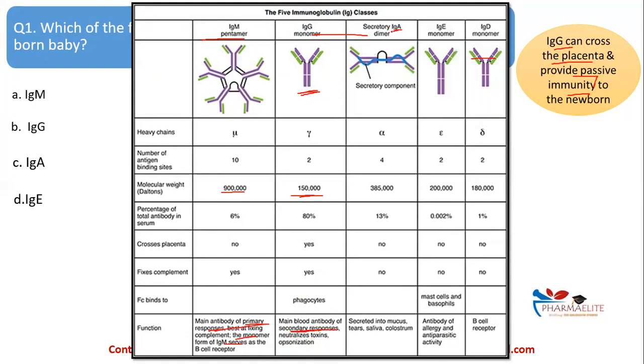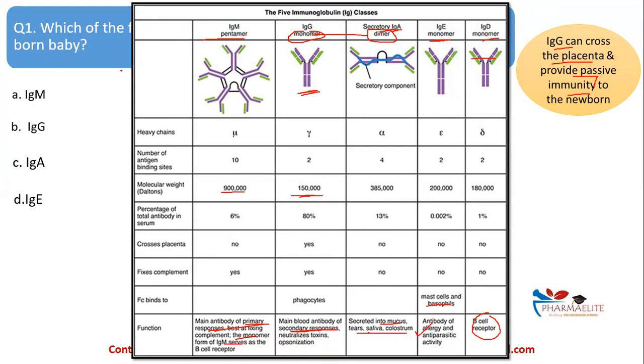Then IgA here is again a dimer. IgG is a monomer and IgA is a dimer. It is a secretory antibody which is secreted into the mucus, tears, saliva and colostrum. So it is a secretory antibody. And IgE is again a monomer and it binds to the mast cells and basophils. That is mainly involved in allergic reactions. And IgD is also a monomer and it binds to the B cell receptors.